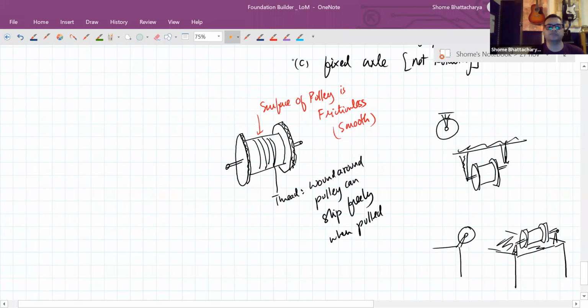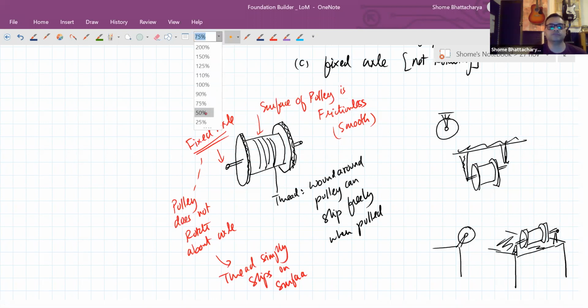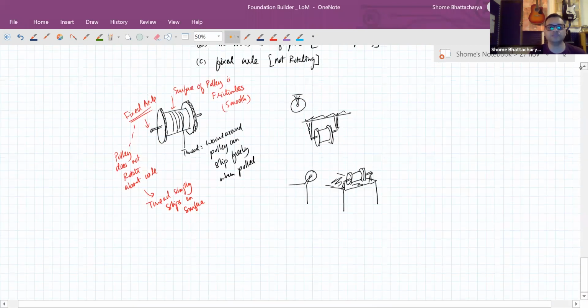And fixed axle. So that basically means that the pulley does not rotate about the axle. The thread simply slips on the surface. So this is the meaning of a frictionless or of a standard pulley in Newton's laws chapter.